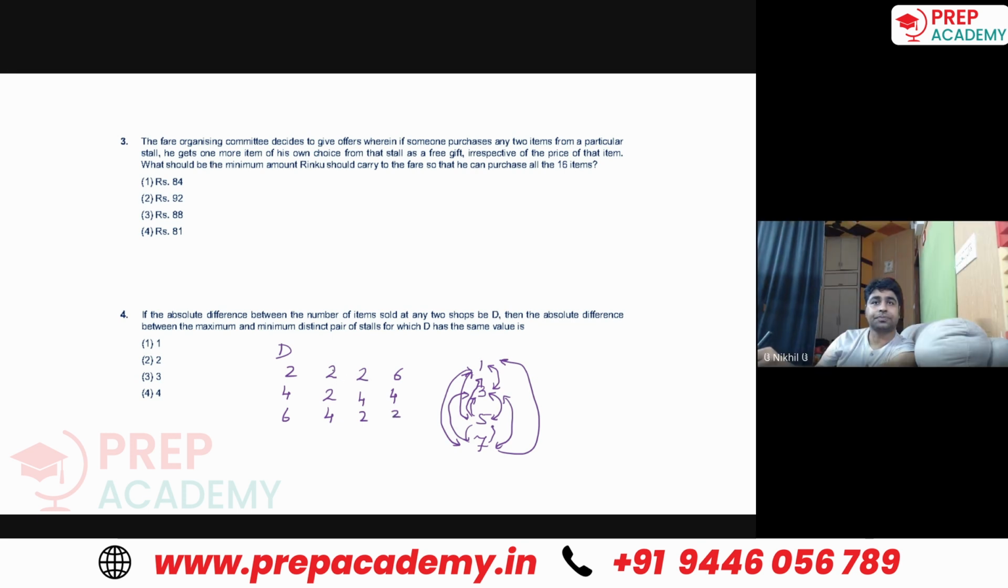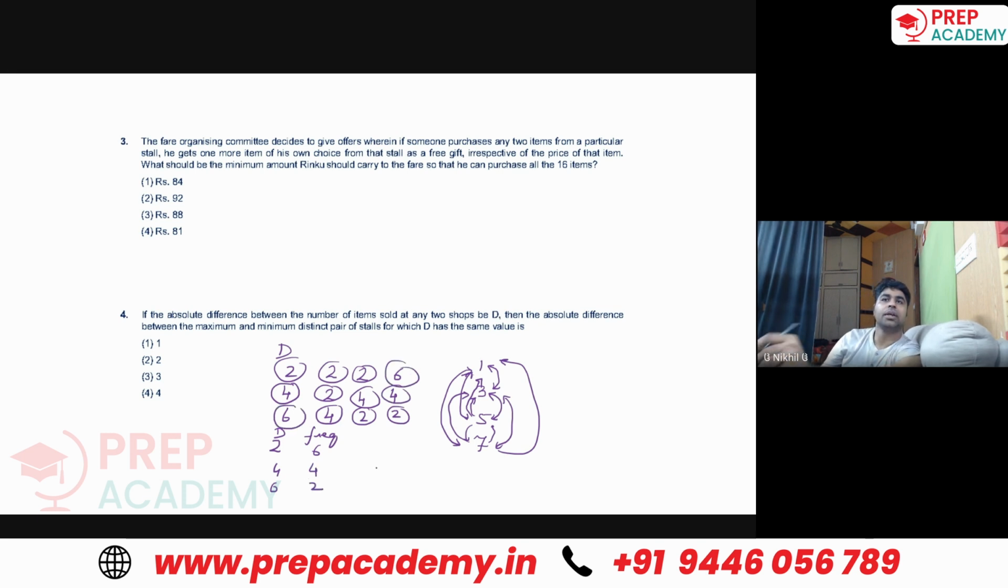Okay. Now, then the absolute difference between the maximum and minimum distinct pair of stalls for which D has the same value. So D has the value 2, D has the value 4, D has the value 6. What is the frequency of 2s here? 1, 2, 3, 4, 5, and 6. What is the frequency of 4 here? 1, 2, 3, and 4. What is the frequency of 6 here? Only 2. So what is he asking us? The absolute difference between the maximum and minimum distinct pair of stalls for which D has the same value?